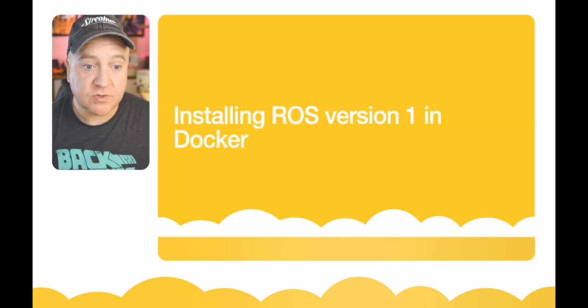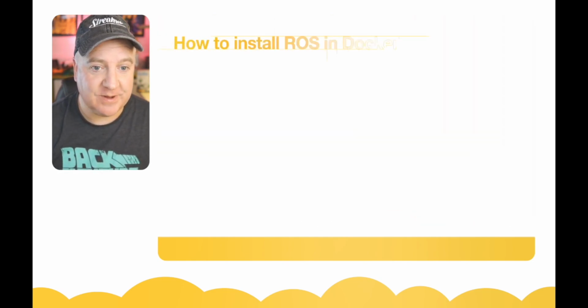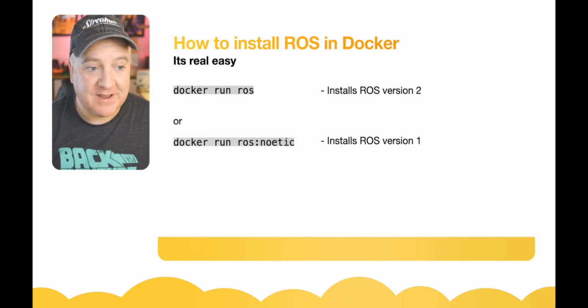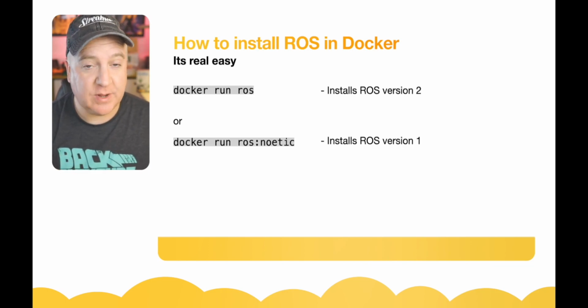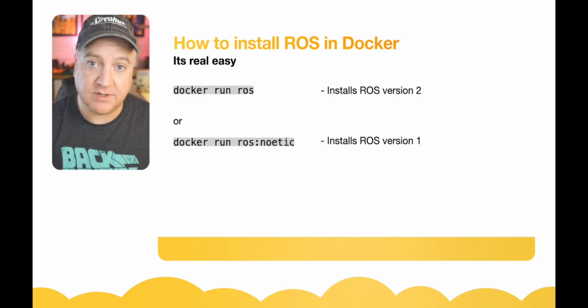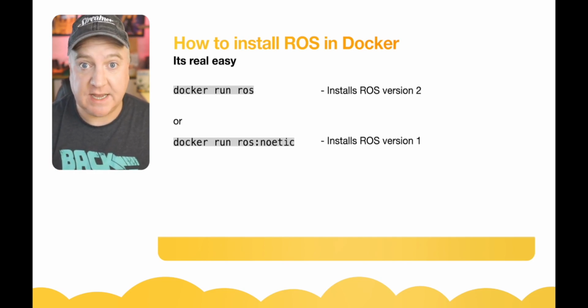So installing ROS1 in Docker, let's get to this, shall we? How to install ROS in Docker, it's very, very easy. We simply type docker run ros, and what it will do is pull down the ROS files without us having to do anything else. It will detect that they're not currently installed as an image, pull the image down, and spin up a container for us to run that in.